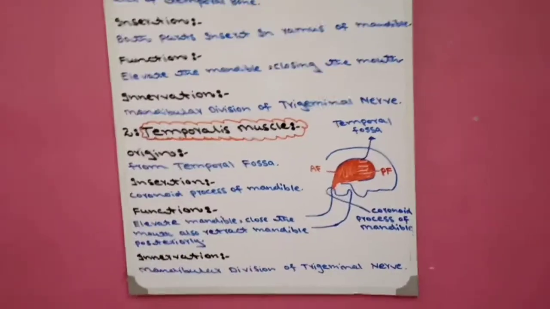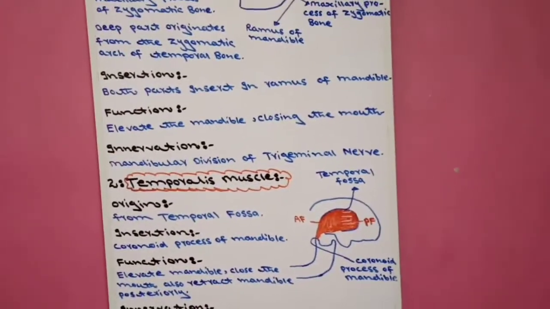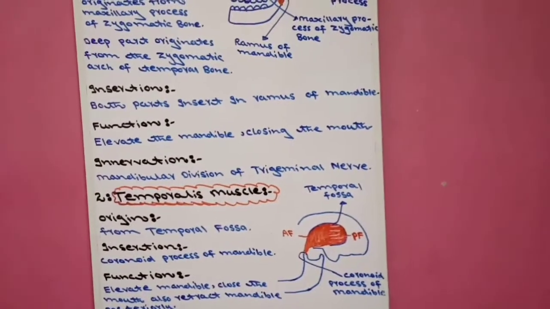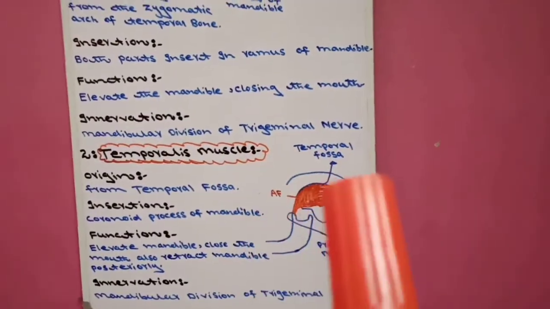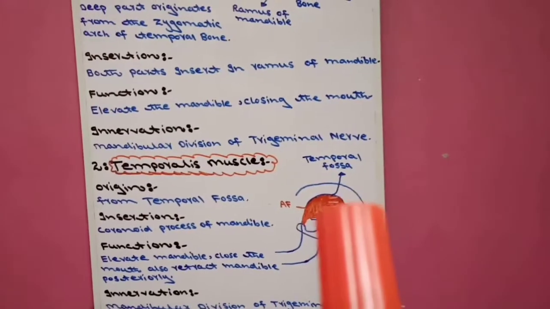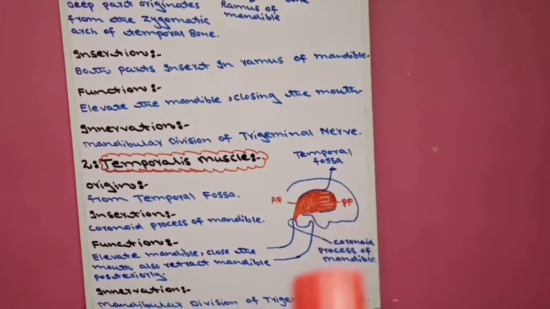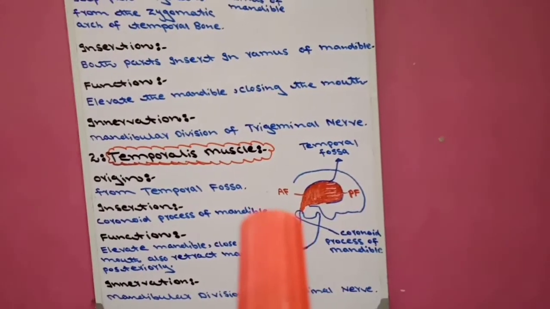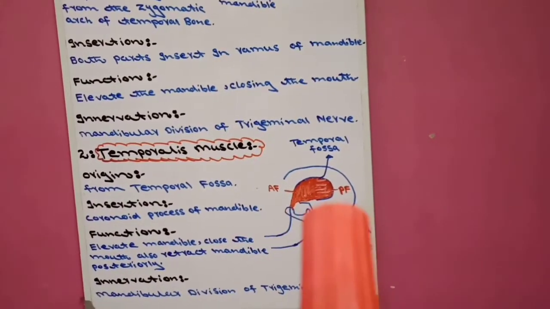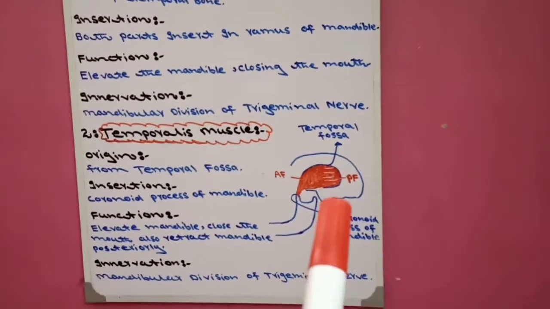This is masseter muscle. Now come to the second, temporalis muscle. Why is it called temporalis muscle? Because it originates from temporal fossa. Now first diagram. This is the skull, and in skull there is the temporal fossa, and this is the mandible. In mandible there is the coronoid process of mandible, and posteriorly this is the condylar process of mandible.